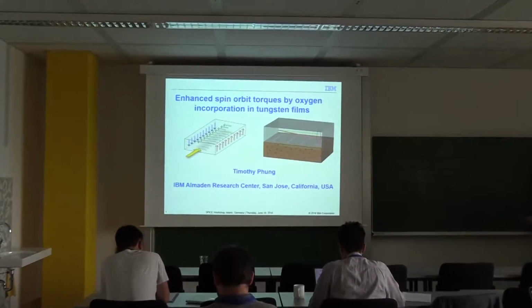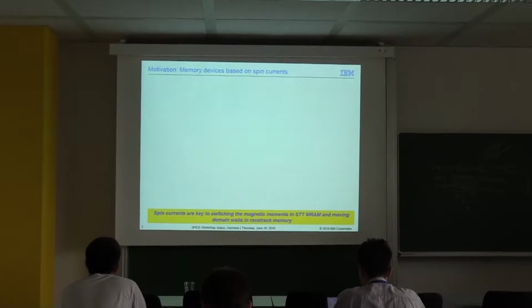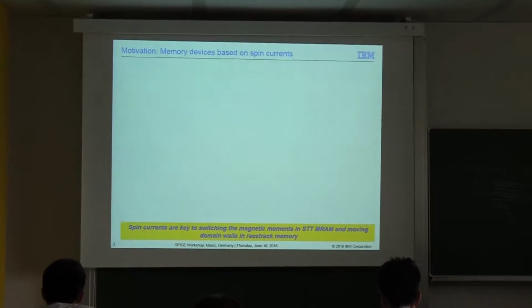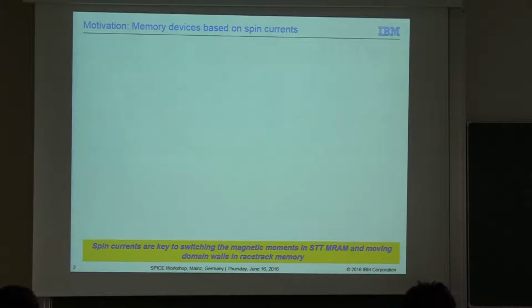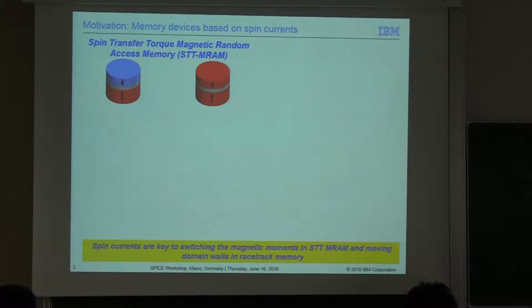So the motivation behind our work is to build memory devices which are based on the controlled manipulation of magnetization using spin currents. One of those example devices is the spin transfer torque magnetic random access memory, or STT-MRAM for short. This device consists of a magnetic tunnel junction, which is two ferromagnetic electrodes separated by an ultra-thin tunnel barrier. Typically, we use MgO.